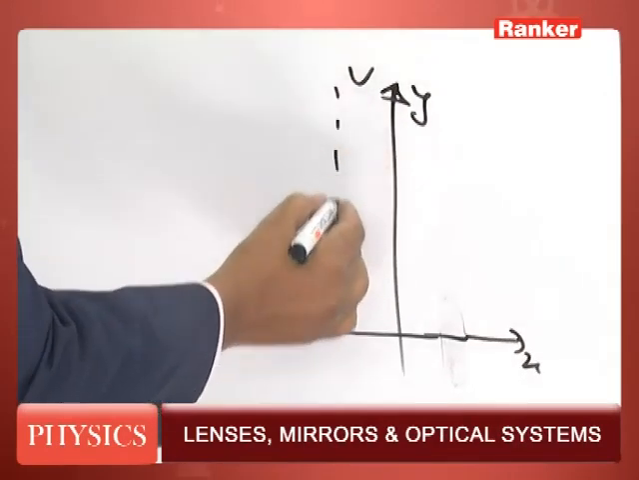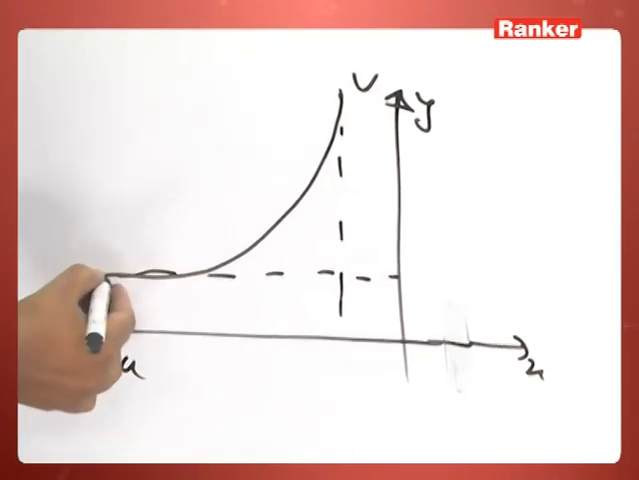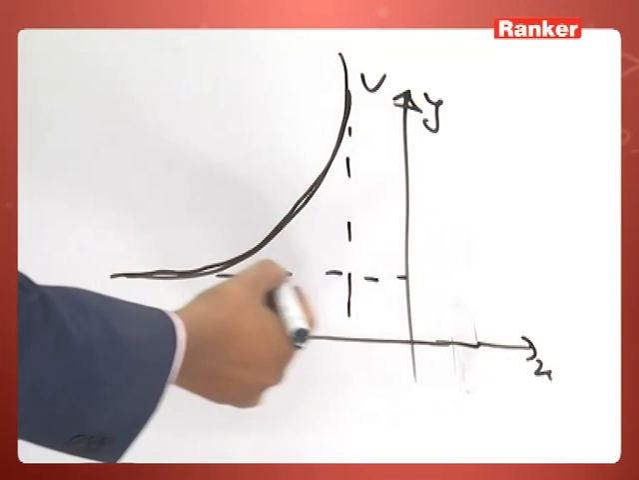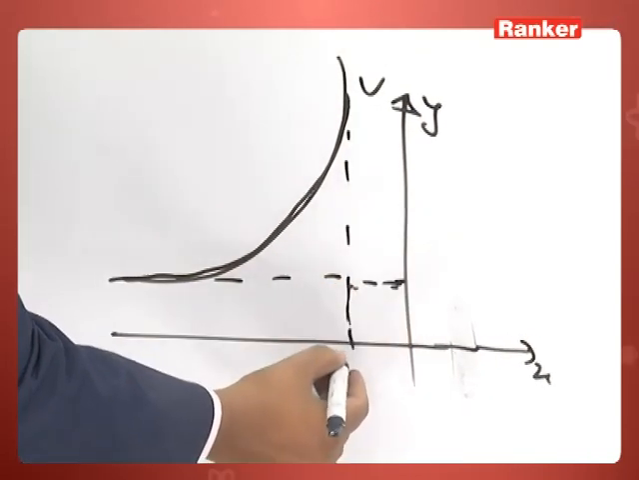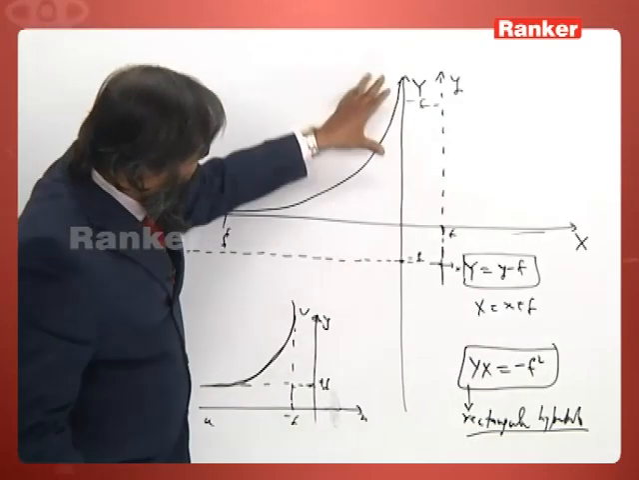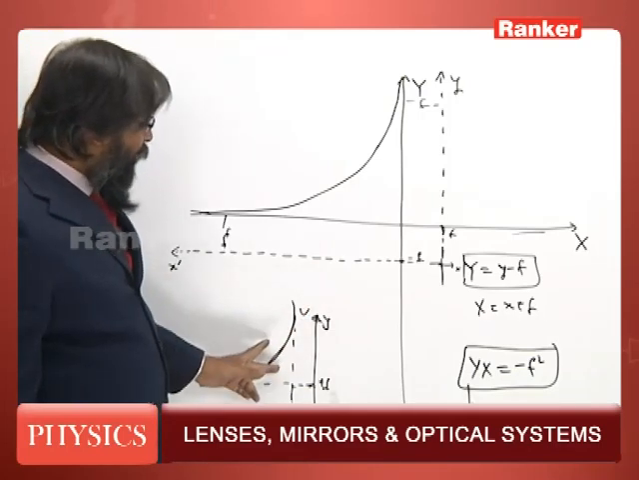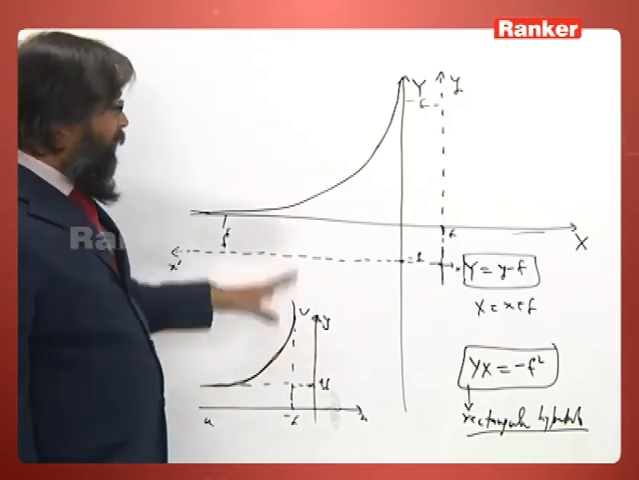I get a curve like this. So asymptotes are here, these two lines at a distance of f and f. This will be minus f, this will be plus f. From this frame, this will be looking like this. So we will get this u versus v graph for a convex lens to be like this.